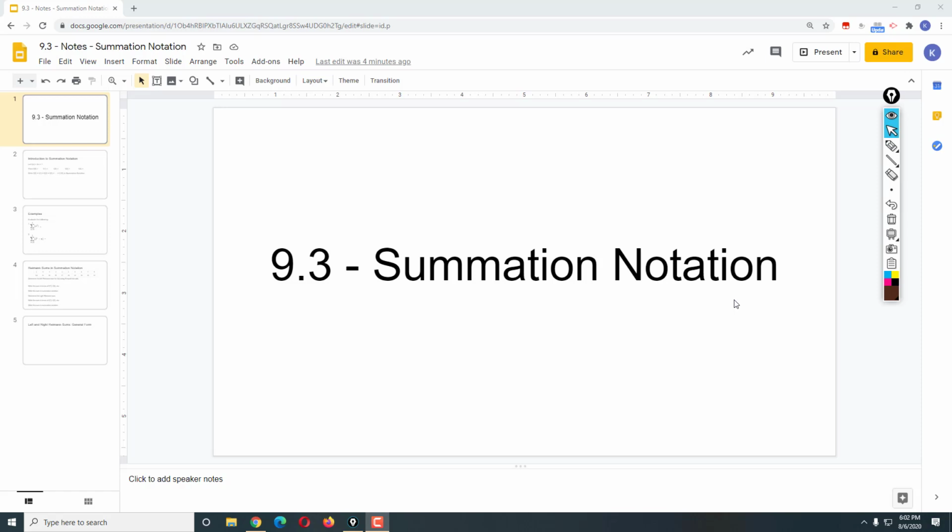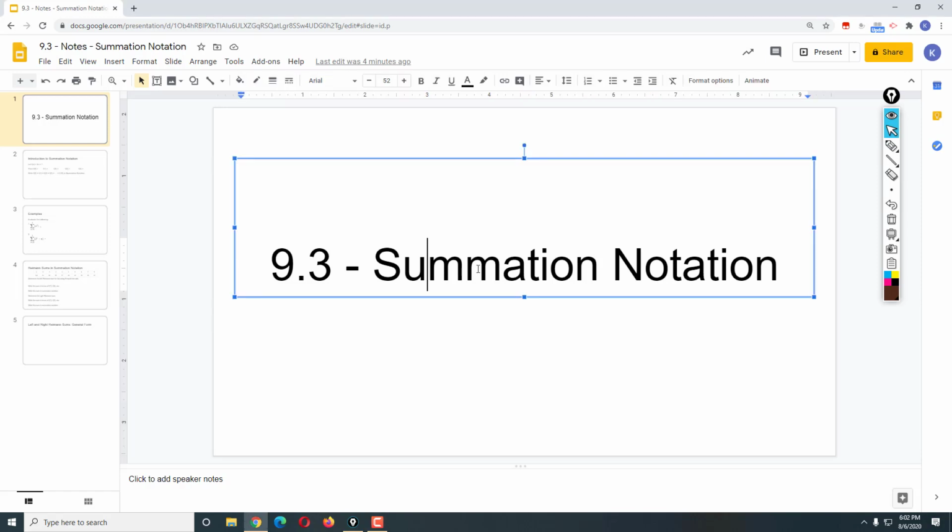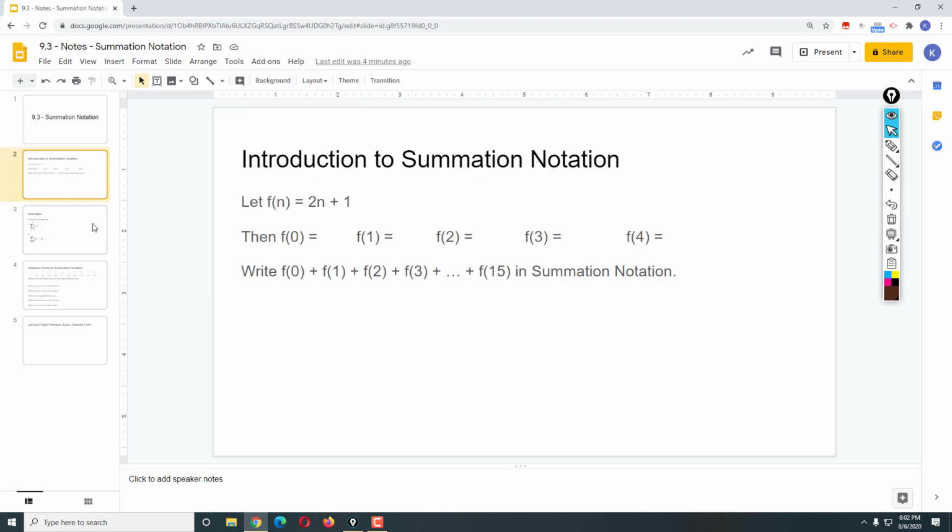9.3 Summation Notation. Summation is the noun for sum, so that means addition. Notation is a way for us to write out sums.